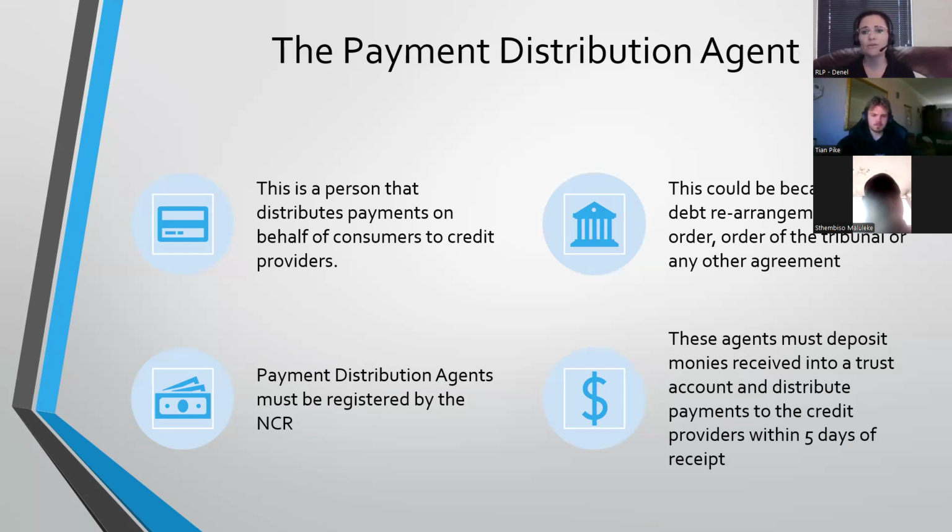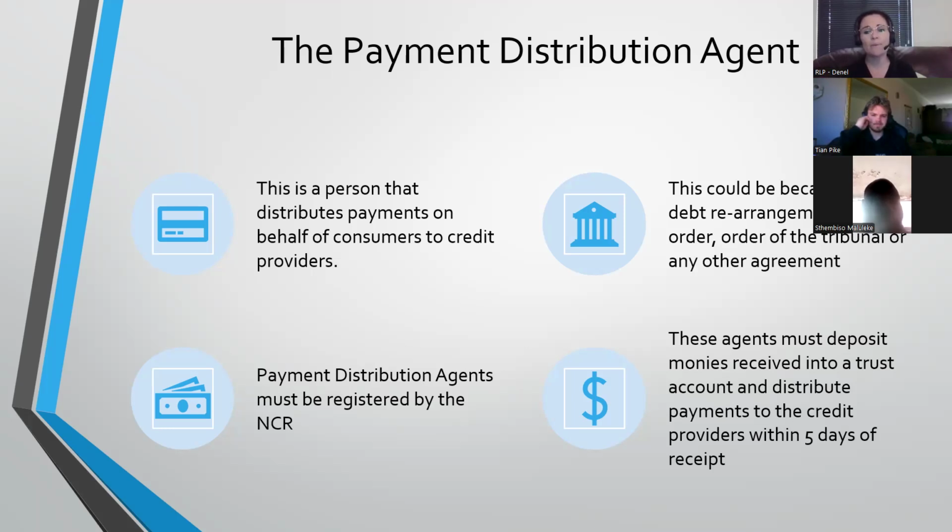This is either due to a debt rearrangement, a court order, or even an order from the tribunal or any other agreement. But once again, a payment distribution agent must be registered by the National Credit Regulator. Do you remember it was on the list of responsibilities? They register the credit provider, credit bureau, PDA, and debt counselor.